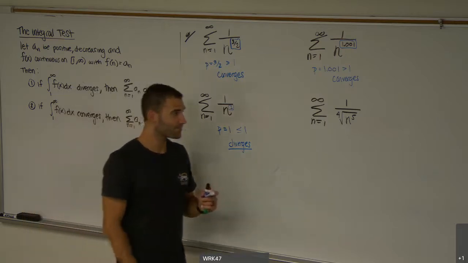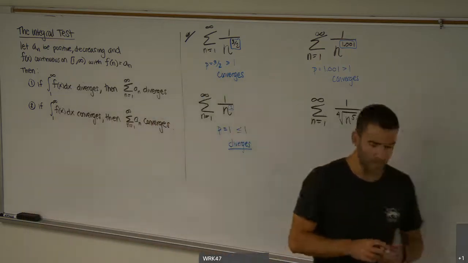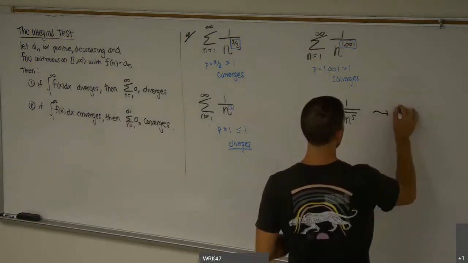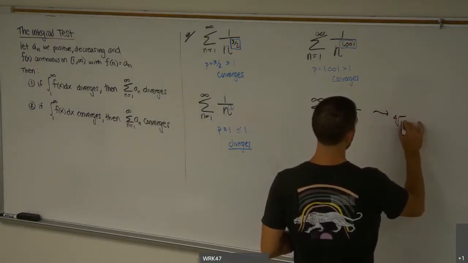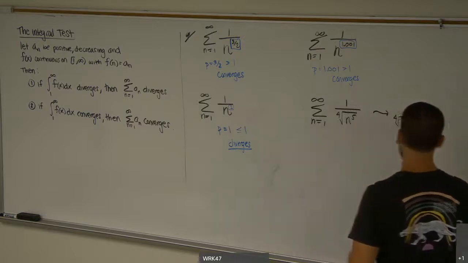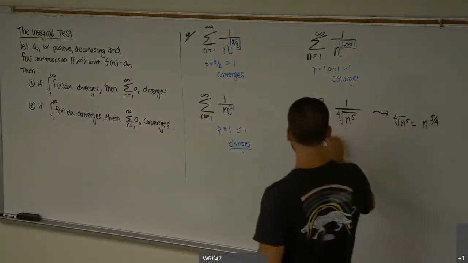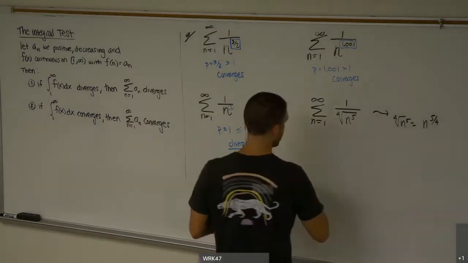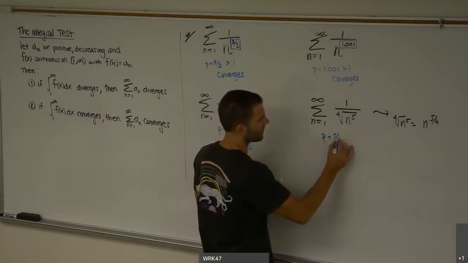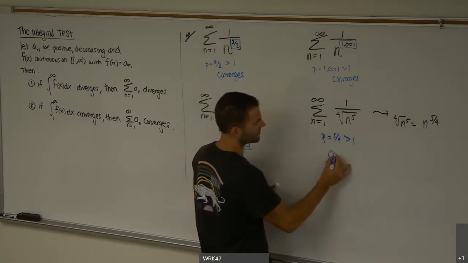This one, well, here you're like, well, what's p? Well, remember that roots are powers, and so we just need to think for a second of the 4th root of n to the 5th is n to the 5/4 power. And so that means p is 5/4. Five-fourths is bigger than 1, and so this series converges.